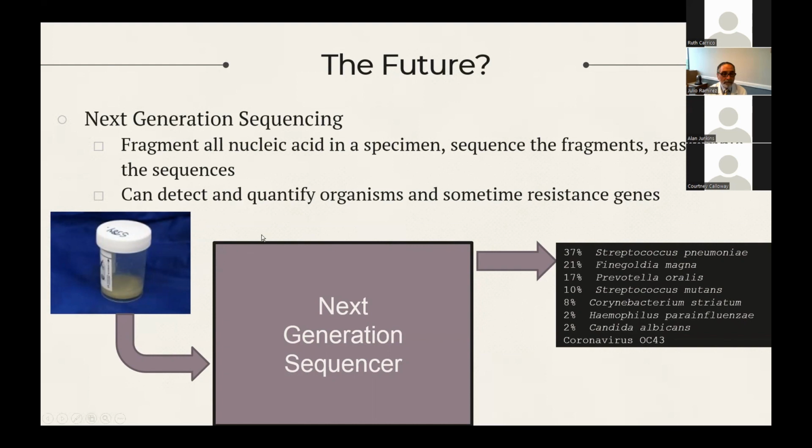There will come a time fairly soon when we will be able to take a specimen, feed it into a machine that will break up all the DNA and then sequence it and put it all back together. And we will get a printout that will look something like this. So here's a sputum specimen, and that's what we got on it. And then we will have to look at that.